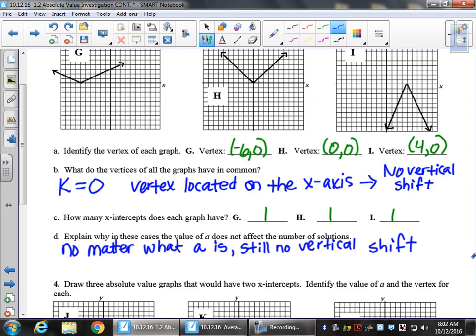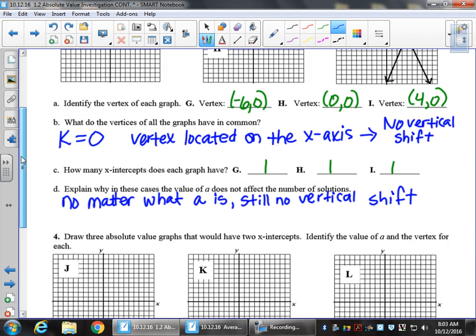Now, the challenge for you is in number 4, to start experimenting with your own graphs. So number 4 says draw 3 absolute value graphs that would have 2 x-intercepts. Now, a couple minutes ago, Adesola asked a good question. Did anybody hear what she had asked? Yeah. What did she say? The question was, can the graph shift up and open down? That might be a good place to start for one of them. So let's explore what she's saying.